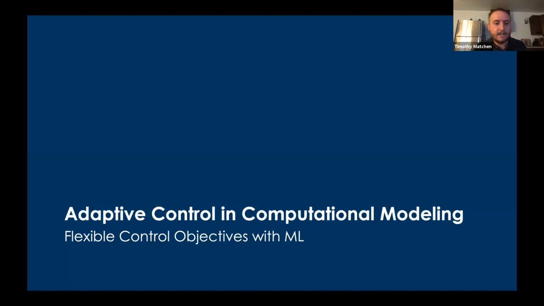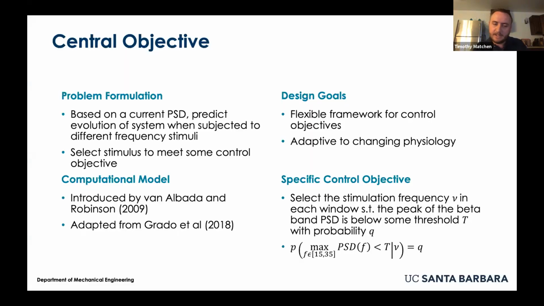And here, we wanted to do something very similar, which was, based on the current power spectral density, what is going to happen to the system in some future time step? And then once we've decided that, since it's now a control problem, let's select a stimulus to meet some arbitrary control objective. Now, with this, we also have an additional degree of flexibility where, instead of just saying on or off for a control, we can do things like specify what stimulation frequency we actually want to apply.